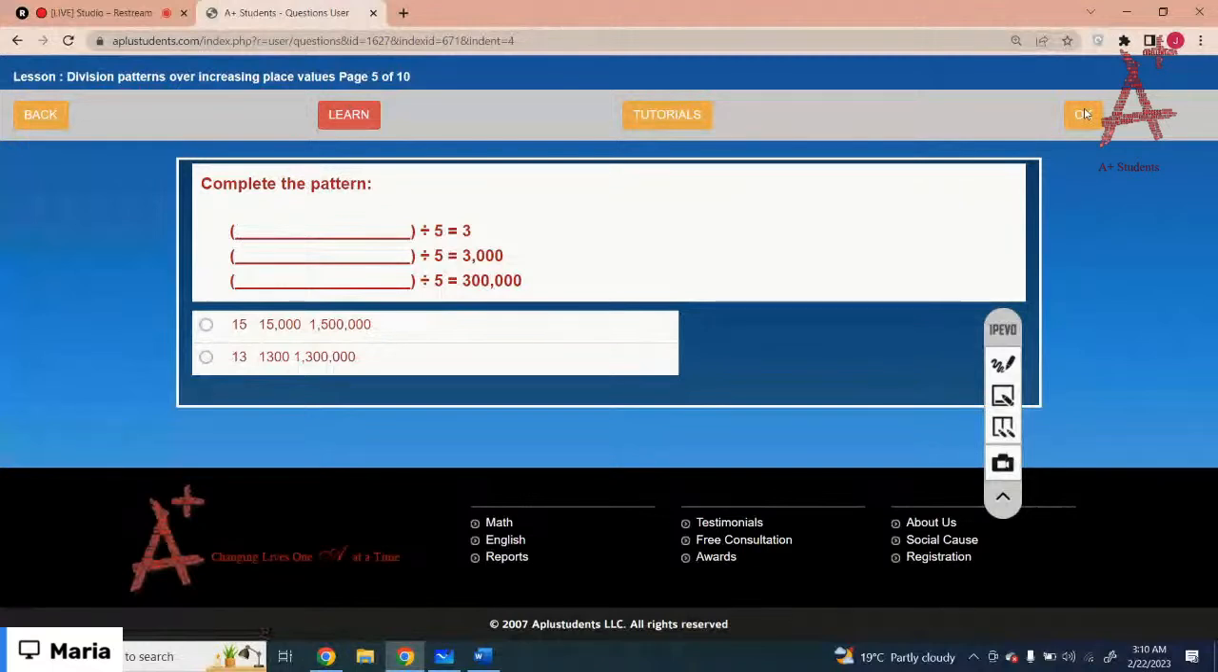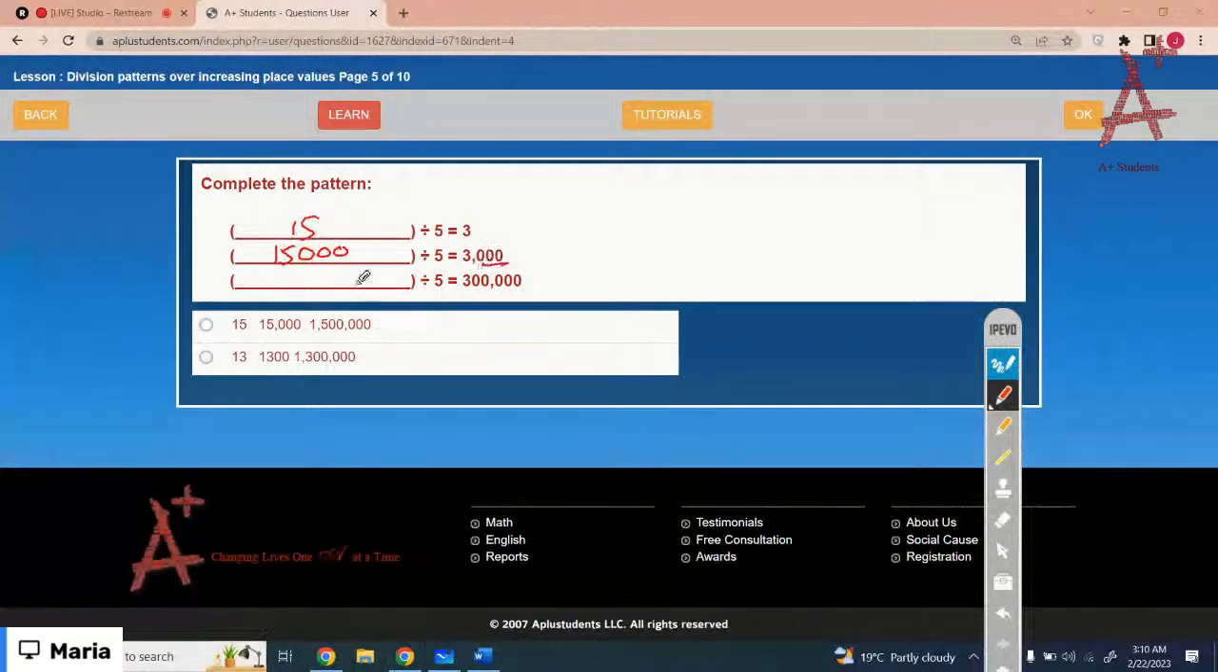Your quotient has 3 zeros. That means divisor must have 3 zeros, so it would be 15,000. And then the divisor has 5 zeros, so it is 15 with 5 zeros, 1 2 3 4 5, because the quotient has 5 zeros. Got it? So option number 1 is the correct option.